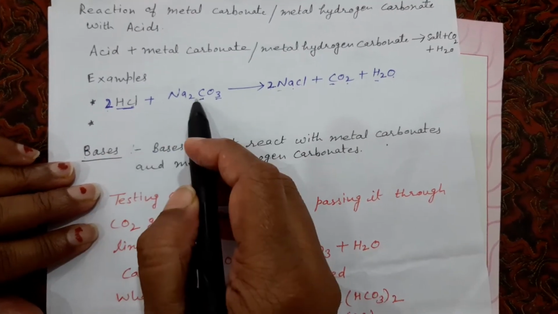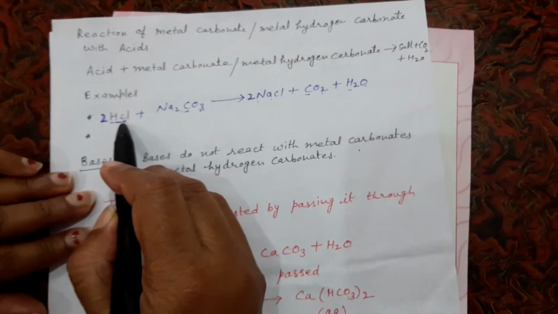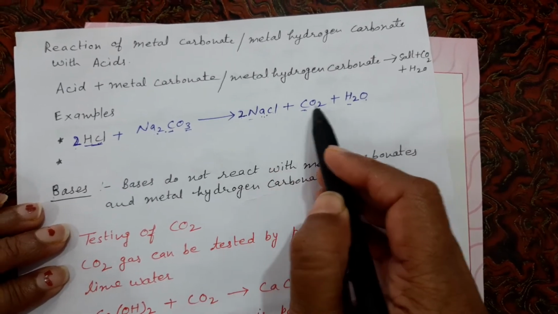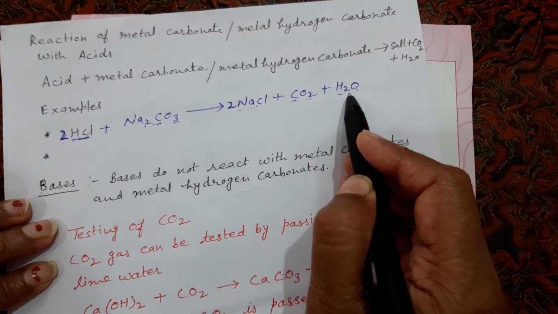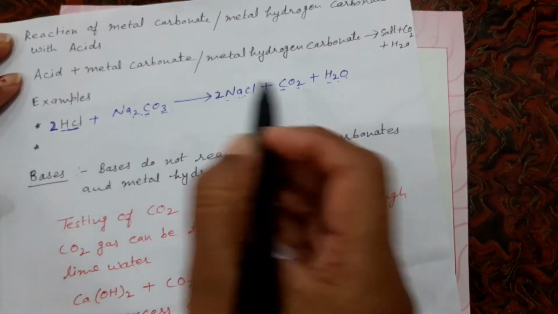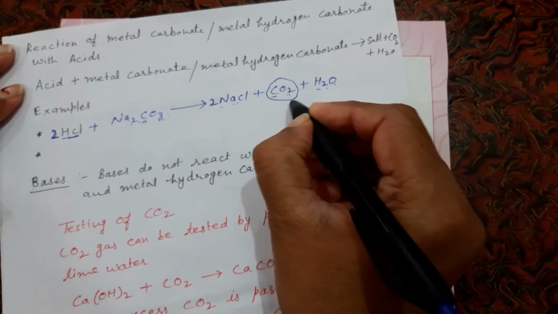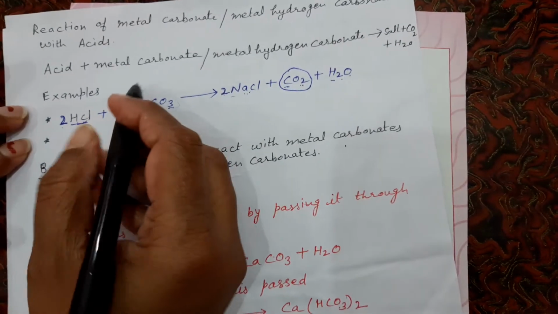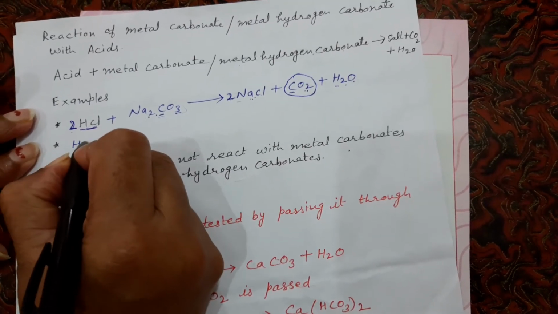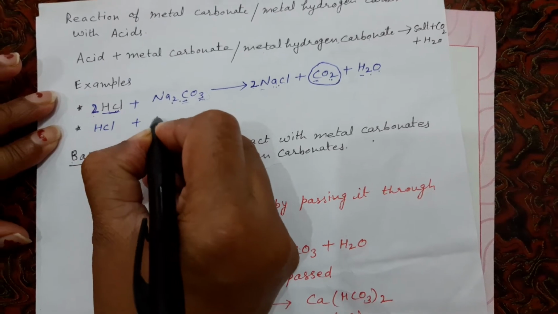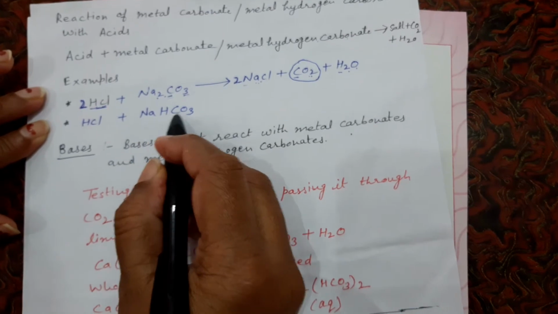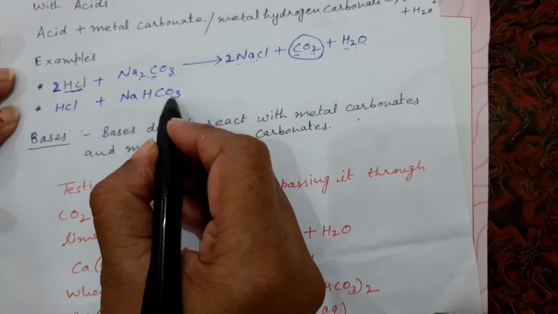When acid reacts with sodium carbonate, which acid? Hydrochloric acid. When it reacts with sodium carbonate, it forms sodium chloride, carbon dioxide and water. Means when carbonates react with acid, they form which gas? Carbon dioxide gas. Now second example, we can take metal hydrogen carbonate. When HCl reacts with sodium hydrogen carbonate, this is the formula of sodium hydrogen carbonate, NaHCO3.